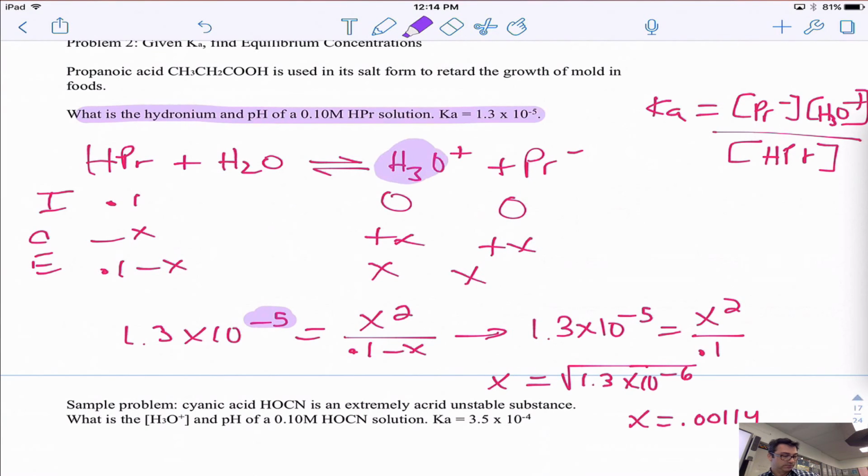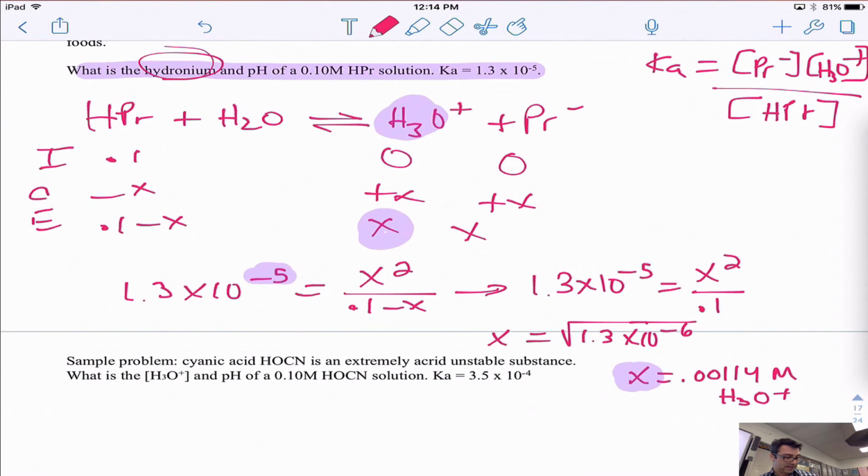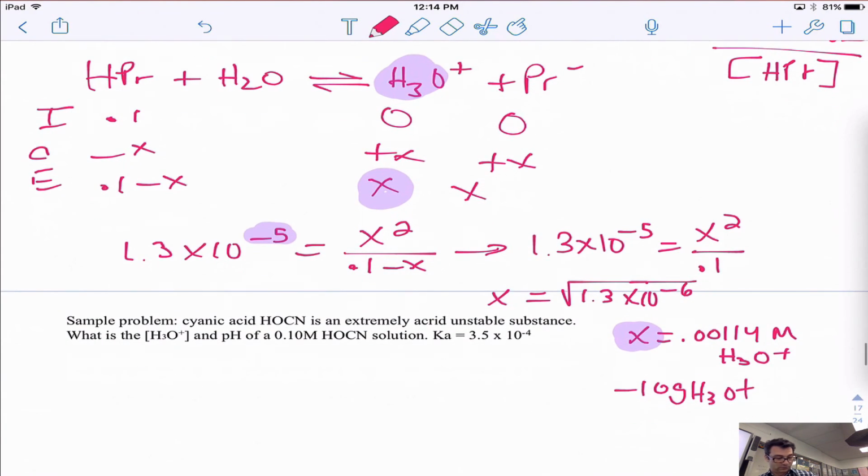Now x is H3O plus, right? Here's my H3O plus, here's my x again. So this is equal to my molarity of H3O plus, which was one of the things I was asked to find: what is the hydronium ion concentration? I want to find the pH, so I can do the negative log of the H3O plus, and if I do the negative log of that, I get 2.94.